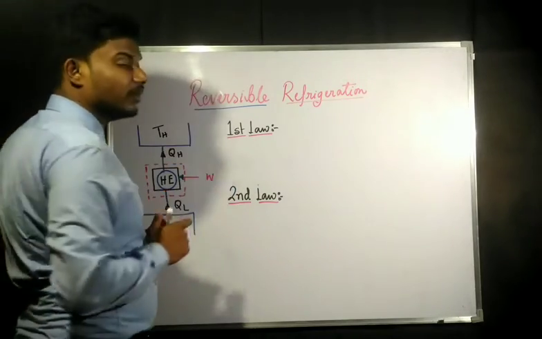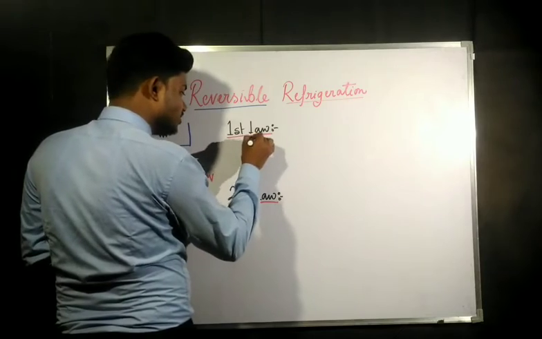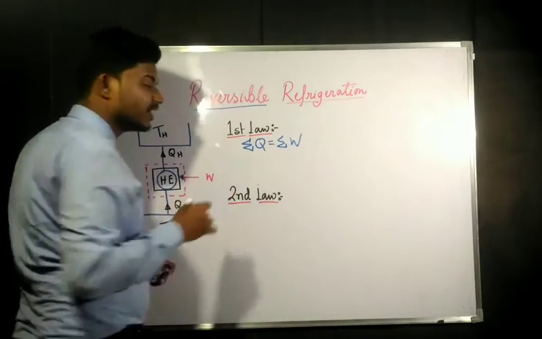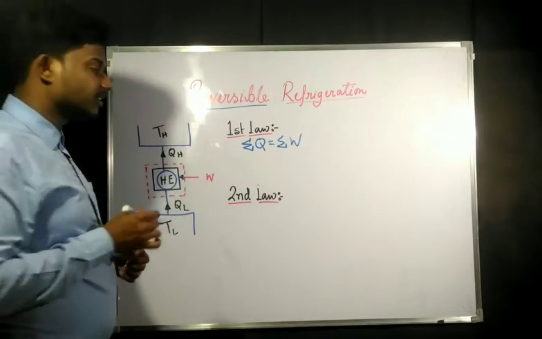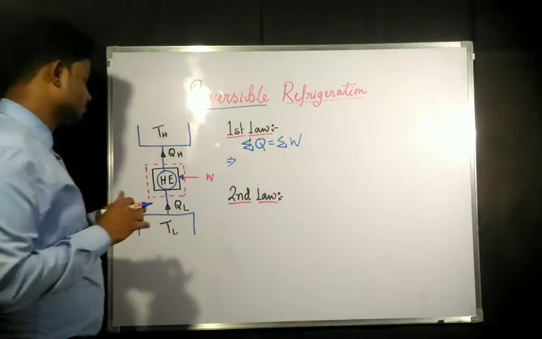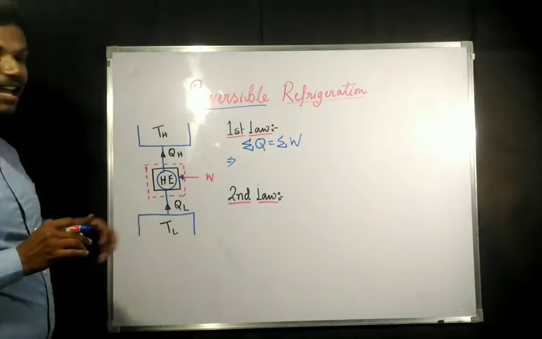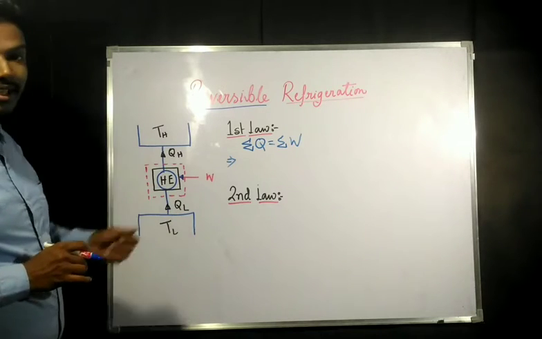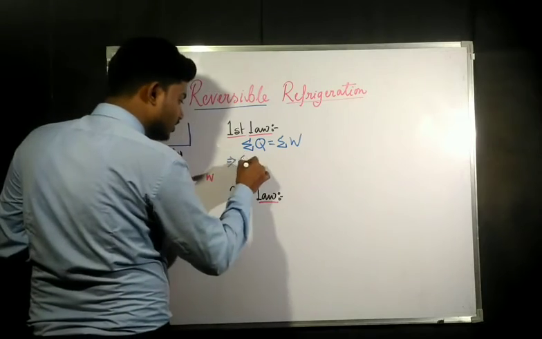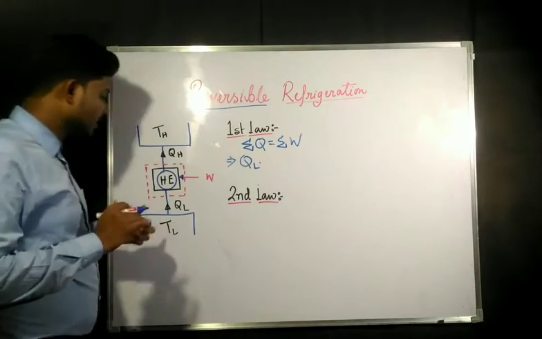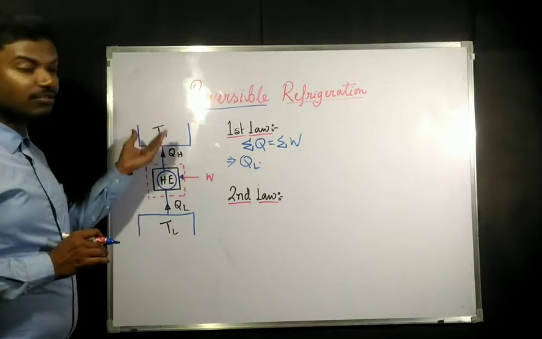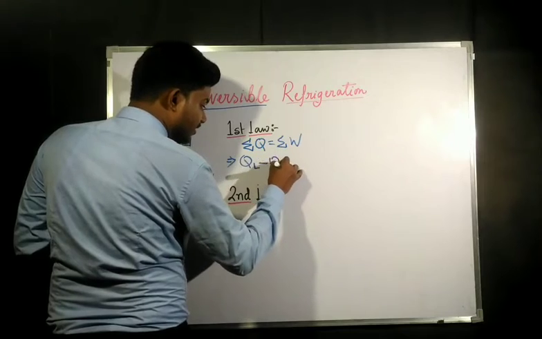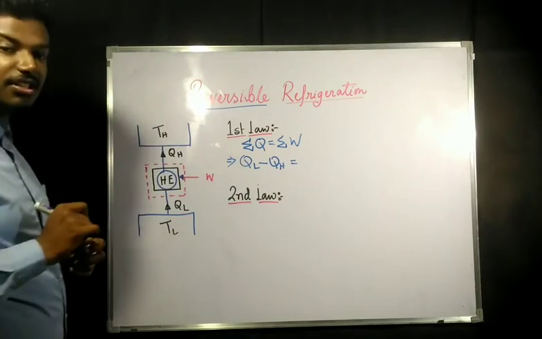Now similarly we are going to apply the first law. In the first law, we know that the summation of heat interactions is equal to the summation of work interactions. This red dotted line determines the system. In this system, heat QL is going in. Heat input to the system is positive, which is why we write QL. QH is going out of the system, and heat going out of the system we take as negative, in the sign convention we have read.